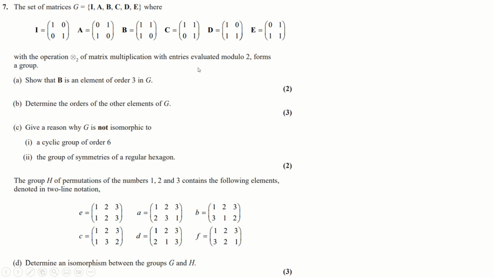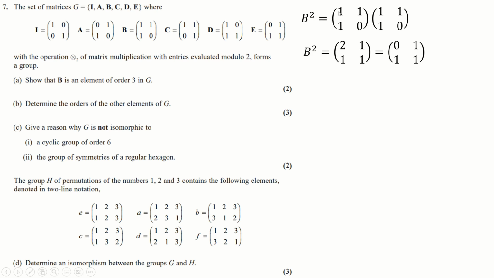Question 7 is the group theory question. Show that B is an element of order 3. That means that B cubed would be the identity. So let's just calculate that. B squared first, just itself times itself. You get this, then times that by another B.